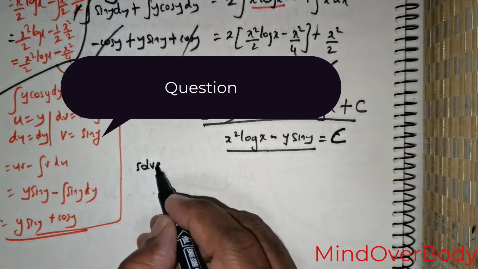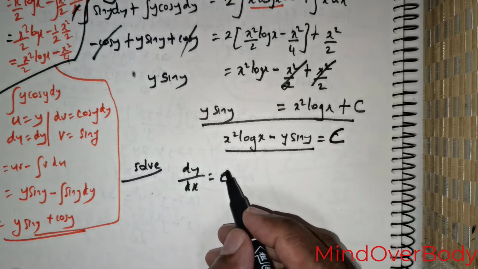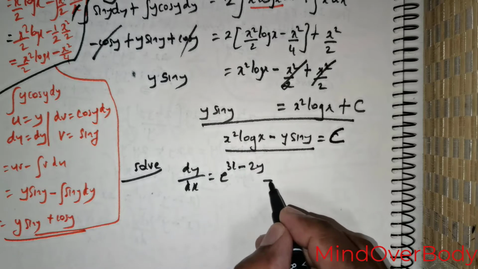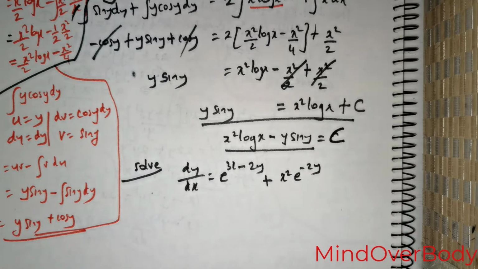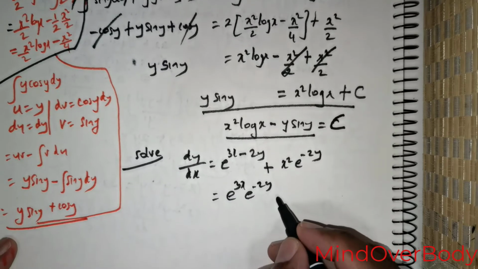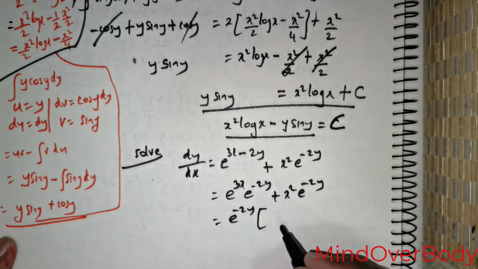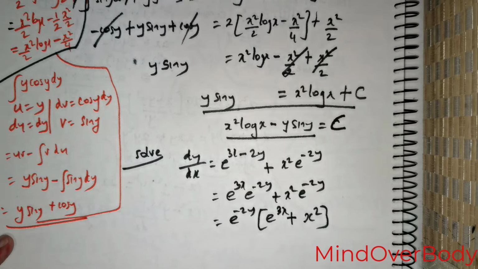We are asked to solve dy over dx is e raised to the power of 3x negative 2y positive x squared e raised to the power of negative 2y. As usual, we will have to place y on one side and x on the other side. I can rewrite this as e raised to the power of 3x times e raised to the power of negative 2y positive x squared times e raised to the power of negative 2y. I can take e raised to the power of negative 2y out. This will give me e raised to the power of 3x positive x squared. So this is what I've got.